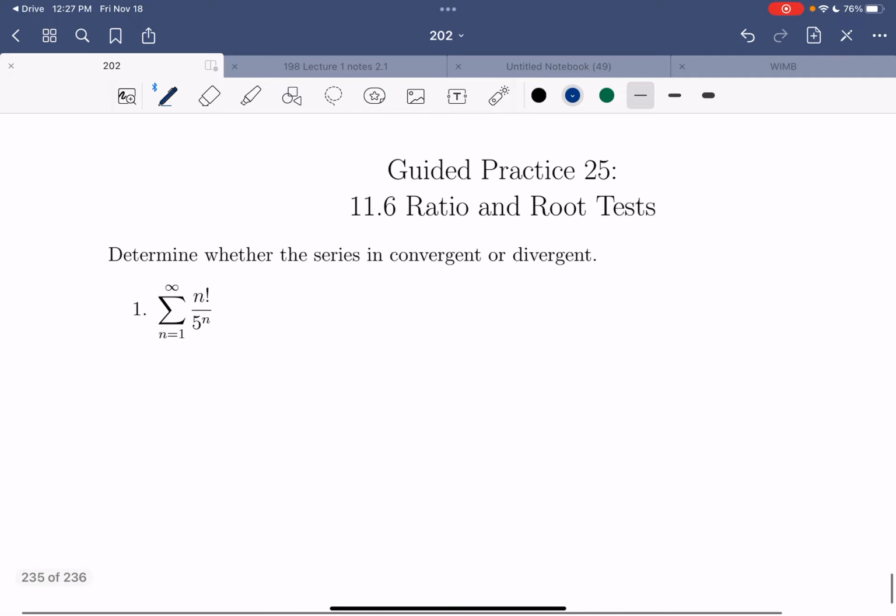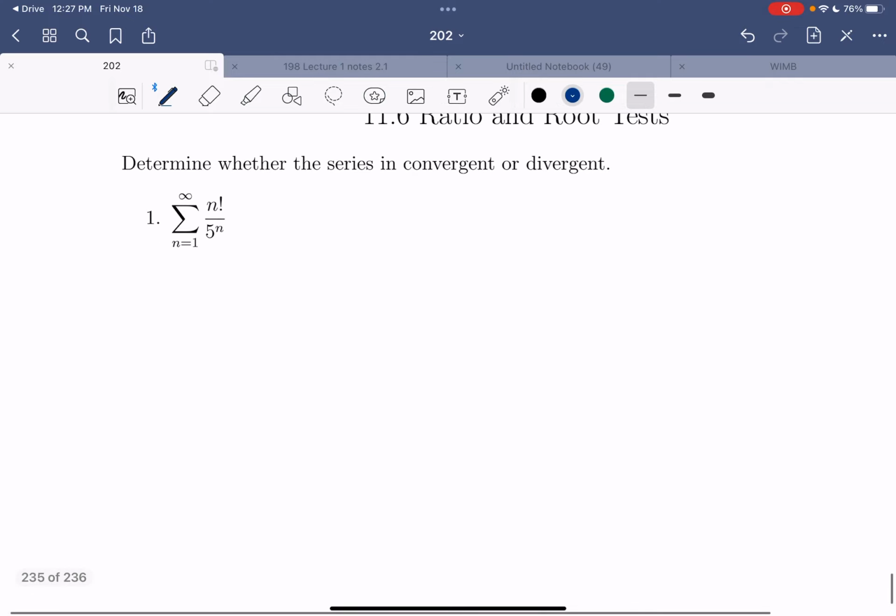Okay, so keep in mind, if we're thinking ratio and root test, I'm only going to use the root test if I have everything to the nth power. Otherwise, I'm going to use the ratio test. So when I look at number 1, when I've got n factorial over 5 to the n, the n factorial is not to the nth power, so I'm going to use the ratio test here.